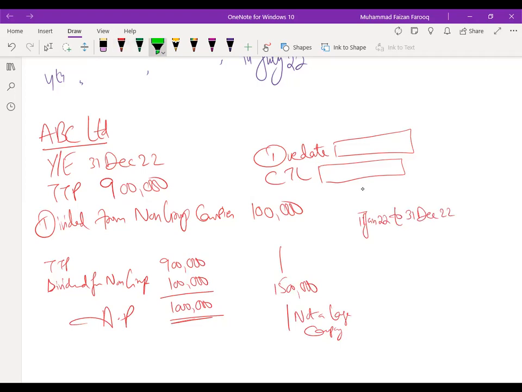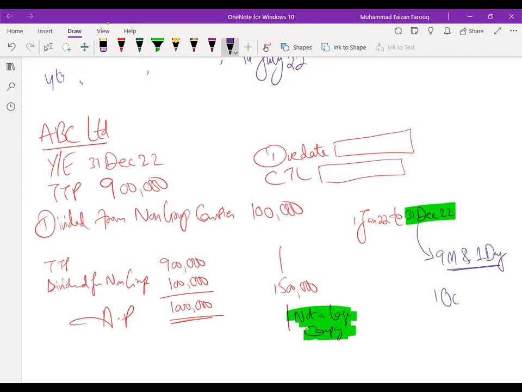The due date will be in installments or one shot payment. For this company, ABC, in this question, is it going to pay tax in installment system or one time payment? One time payment. One time payment will run from the beginning of the year or from end of the year? From end. And which month? 9 months and 1 day. Right or wrong? Right. What will be the date? First of October.